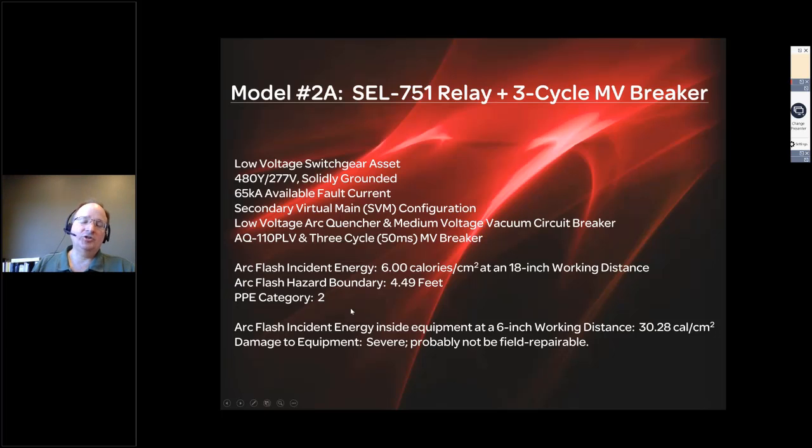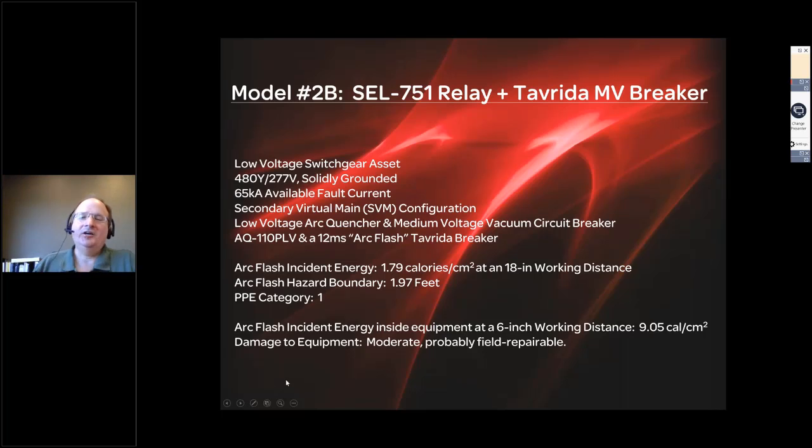So our arc flash incident energy compared to the Arcteq relay is a little bit higher, 6 calories per centimeter squared, a little bit less than 5 feet of arc flash hazard boundary. But the arc flash incident energy inside the equipment at that 6-inch working distance, which can damage components inside the equipment, is still severe. So whether you have the Arcteq relay or the SCL relay, the damage is still severe and is probably not field repairable. So again, this is emphasizing that it's not about the relay. It's not about the arc flash relay. It's the slow opening time of the circuit breaker.